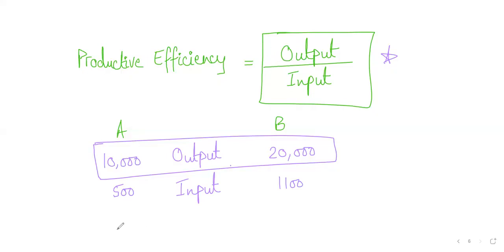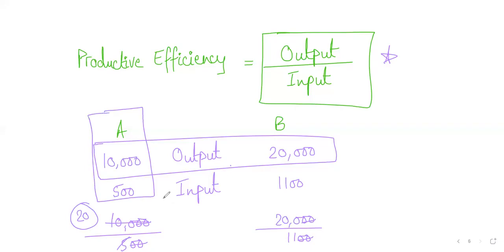So what you have to do is 10,000 divided by 500, right? This gives you 20 footballs per worker. And then when you divide 20,000 over 1100, these two zeros get cancelled, and then 200 divided by 11 would give you something smaller than 20 footballs per labor. So now we know that business A is more efficient given these values because it can produce more output against each unit of input. Are you getting that, right?